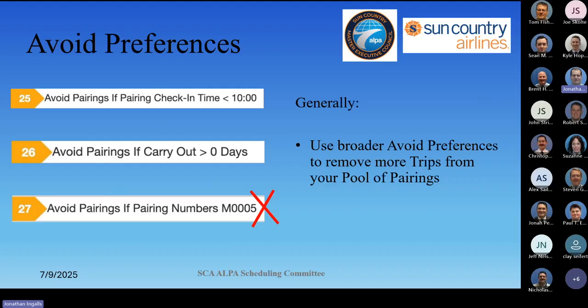Tell the system that. If you just tell it you don't want a specific pairing number, you expose yourself to similar flying to that pairing number. But if you can figure out why you don't like that pairing number and you can articulate it to the system, you're better off protecting yourself from similar flying to it.